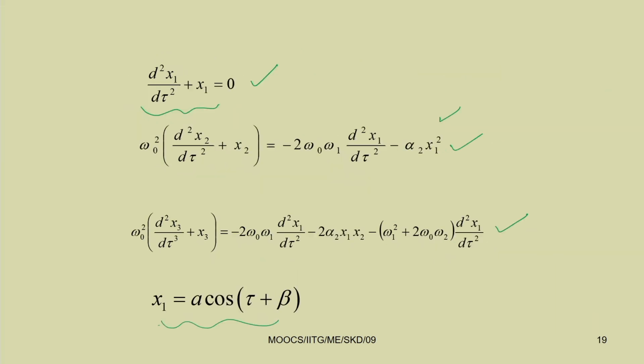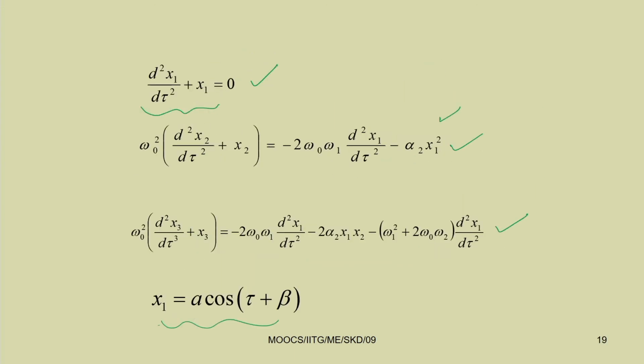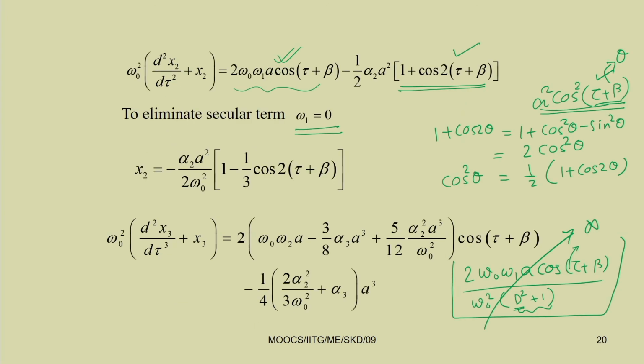You may note that only the omega 0 term is known to us. We have to determine the values of omega 1, omega 2, and by eliminating secular terms we can get all of them. Here, while eliminating this term, we saw that it can be eliminated only if omega 1 equals 0. In this way we got the value of omega 1.